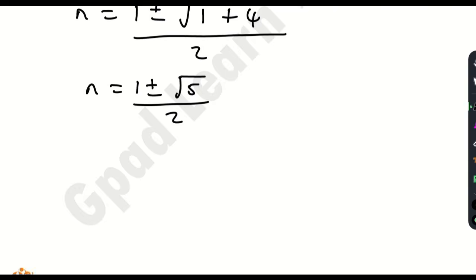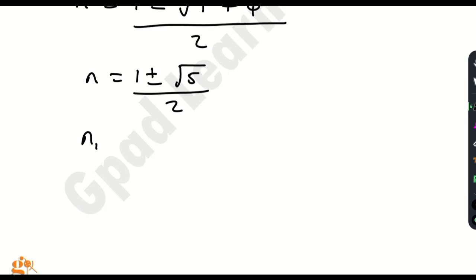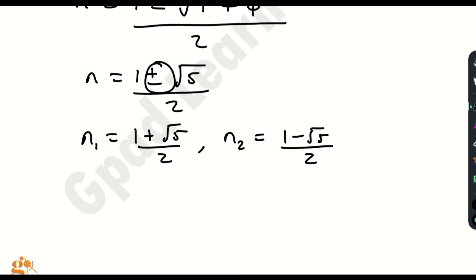It means that I can just say n1 is equal to 1 plus root 5 over 2, and then n2 is equal to 1 minus root 5 over 2, because of plus or minus here. So either plus or minus.